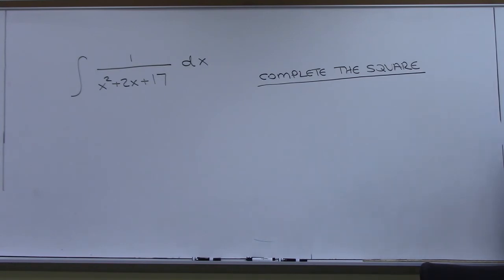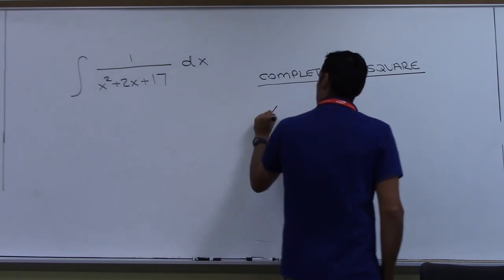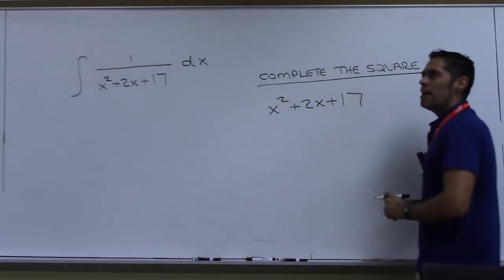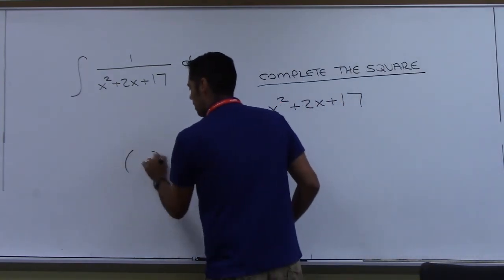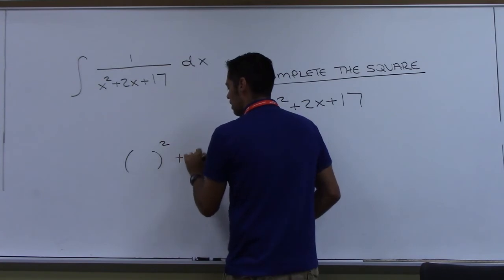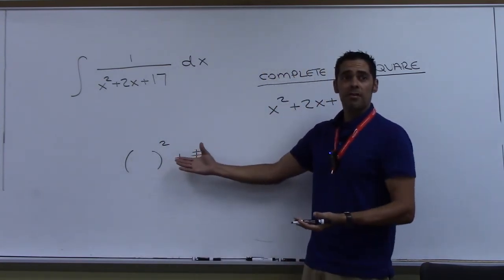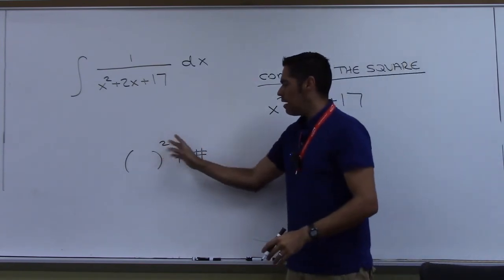So do you recall how the process of completing the square works? You take x squared plus 2x plus 17, right? And what we're trying to do, the ultimate goal of completing the square, is to get it to look like something squared plus a number. That's what completing the square does. It turns this into something in parentheses squared plus a number.